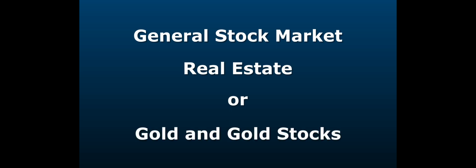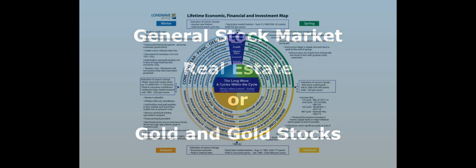And that investment decision is either you're going to invest in the general stock market and/or real estate, or you're going to be invested in gold and gold stocks. You're never invested in the general stock market and gold stocks at the same time. So let's move into this cycle.